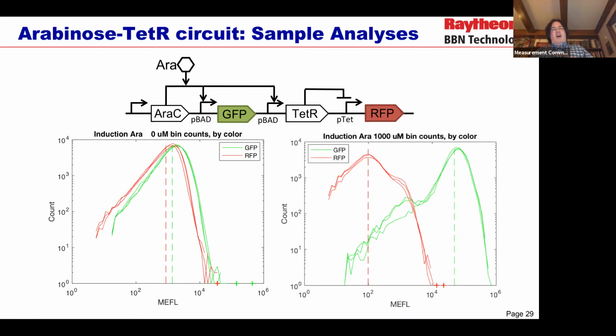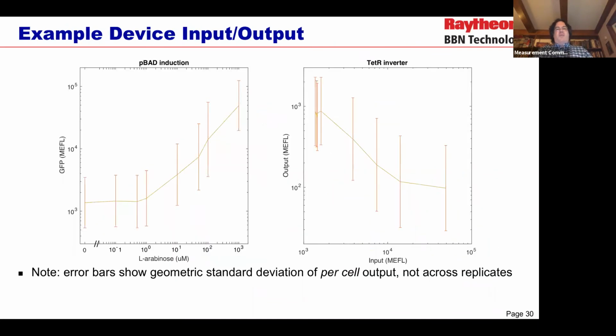So let's talk about how we interpret information like this. We can take this and look at the whole range of information. We induce this at a whole bunch of different levels. So we can take these input-output data and plot them up as calibration curves. Here we can see on the left, at different dosages of arabinose, how much GFP is coming out.